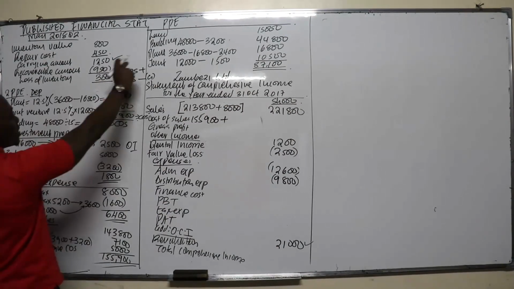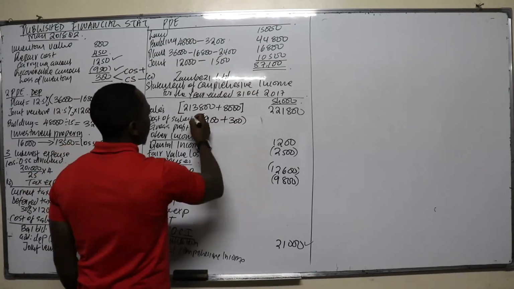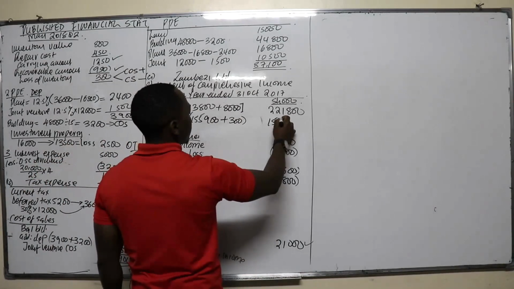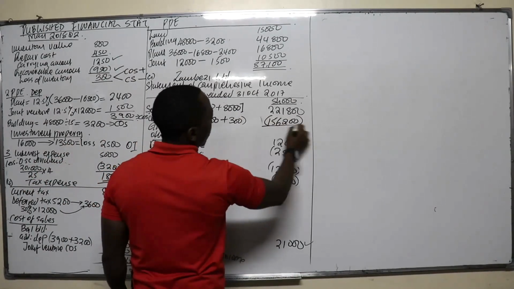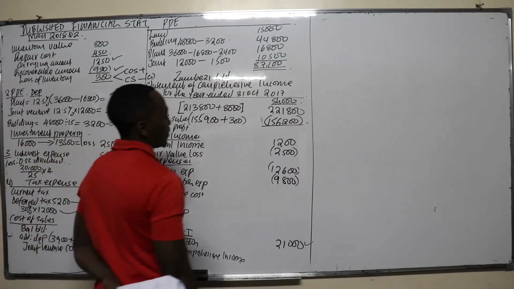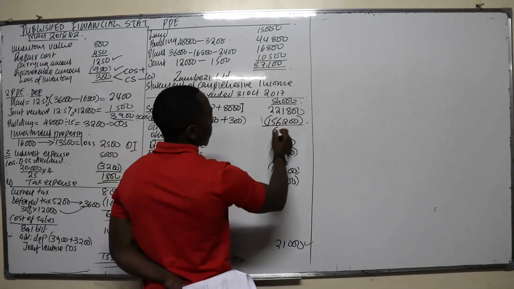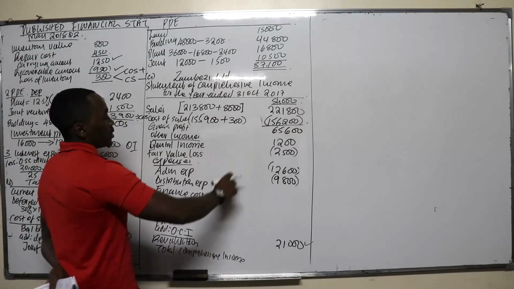We say that you added to cost of sales what was made from the closing stock, an amount of 300. So that one will be 156,200. So give me the gross profit. 65,600.